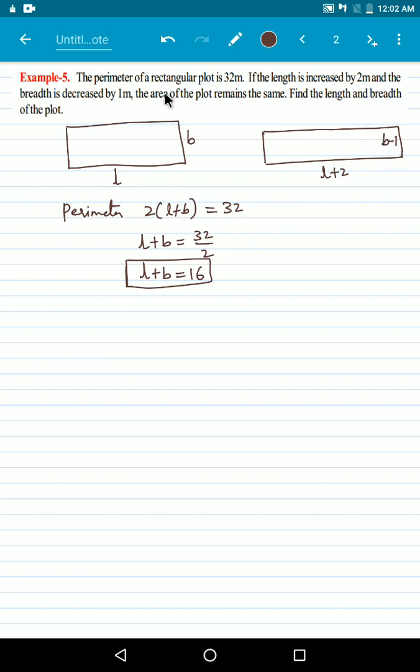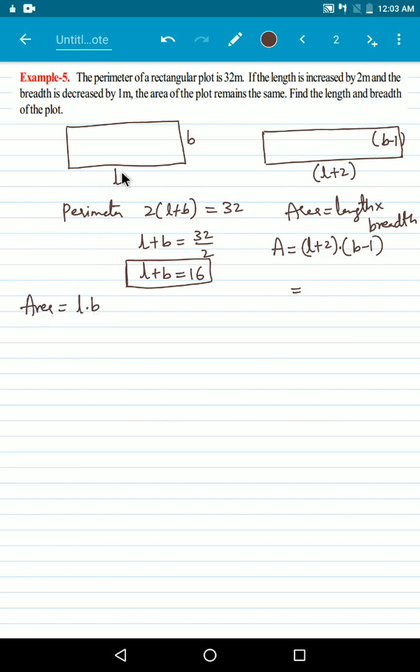Okay, the area of the plot remains the same. What is the area of this? Tell me. This is length, this is breadth, right? So area, we know, is equal to length multiplied by breadth. So if we take area as A, length is L plus 2 multiplied by breadth b minus 1. And in the first case, area will be L into b. What is more interesting here is that the area is not changing. The area of this rectangular plot is the same.